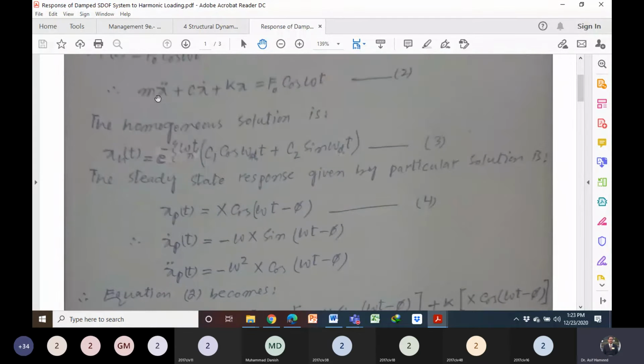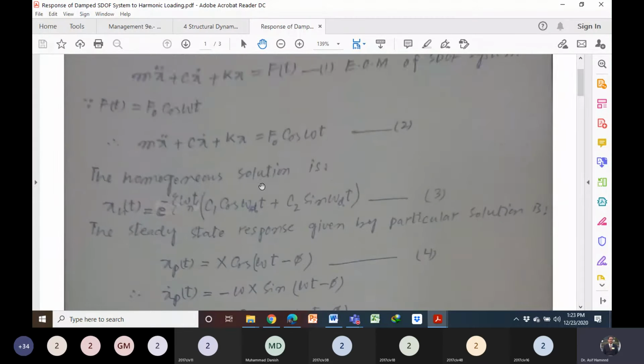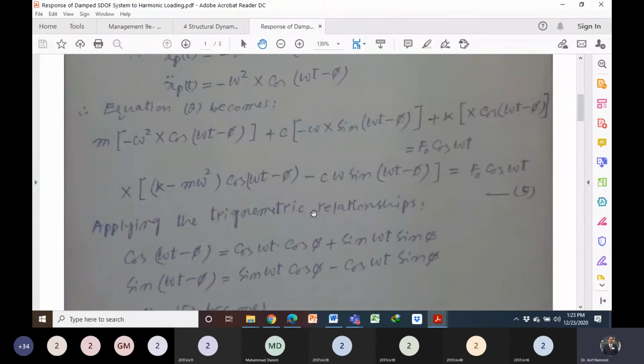Now put the values of the acceleration, displacement and velocity in the equation of motion. So m times acceleration, put the value from here: minus omega square capital X cosine of omega t minus phi. So this is the acceleration. c times velocity from here. k times the stiffness, k times the displacement from here. On the right hand side, we have the harmonic loading, F naught cosine of omega t.